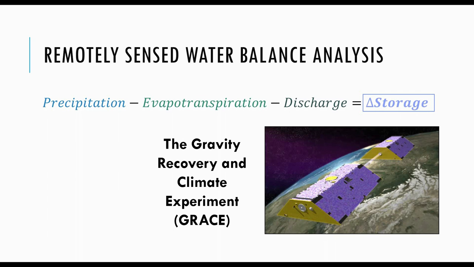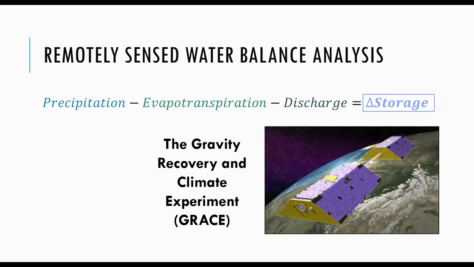GRACE consists of two satellites, one following the other in low Earth orbit. The way that this system works is that the two satellites measure the distance between them using microwave ranging. By taking advantage of the fact that the distance between them will change due to gravitational anomaly, as the lead satellite speeds up over a positive gravitational anomaly, and then the second satellite catches up as they pass over that region of the Earth, we can then estimate gravitational anomalies and changes in gravitational anomaly on Earth's surface.